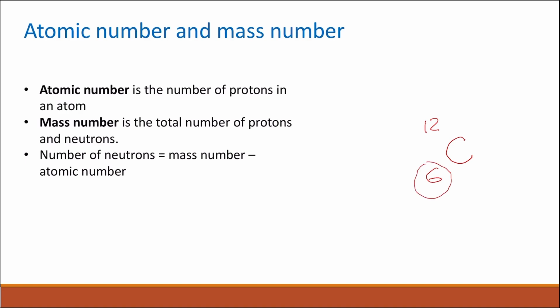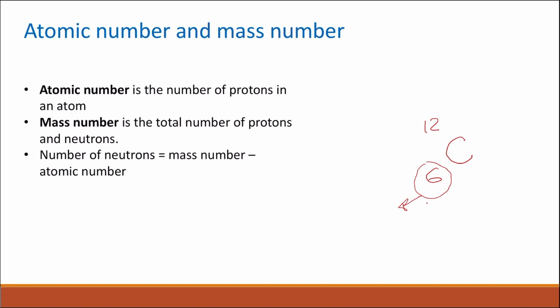An atomic number is the number of protons in an atom. And because the number of protons equals the number of electrons, this atomic number also refers to the number of electrons of an atom, not an ion. So the atomic number is the number of protons or electrons.